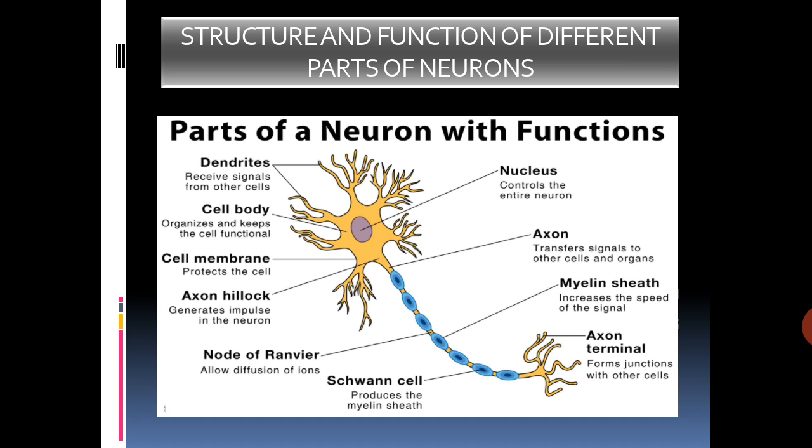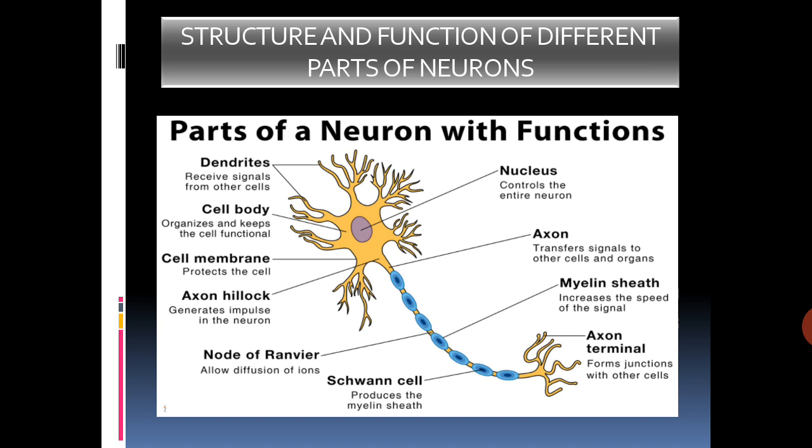It is a long tail-like structure which joins the cell body at a specialized junction called axon hillock, which generates impulse in the neuron. And these axons are insulated with a fatty substance called myelin. Myelin helps axons to conduct electrical signals.